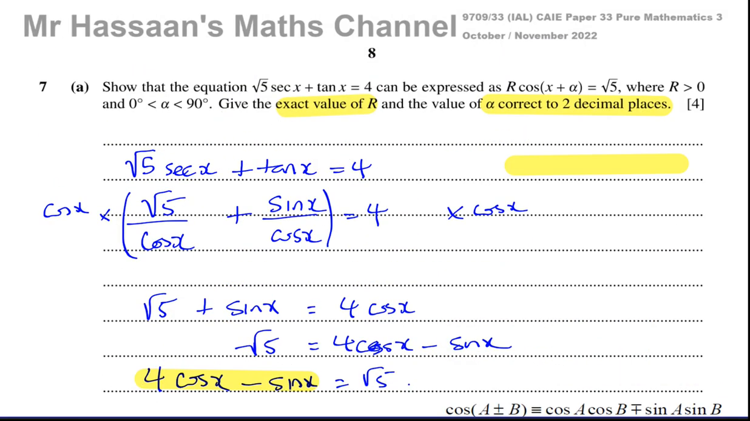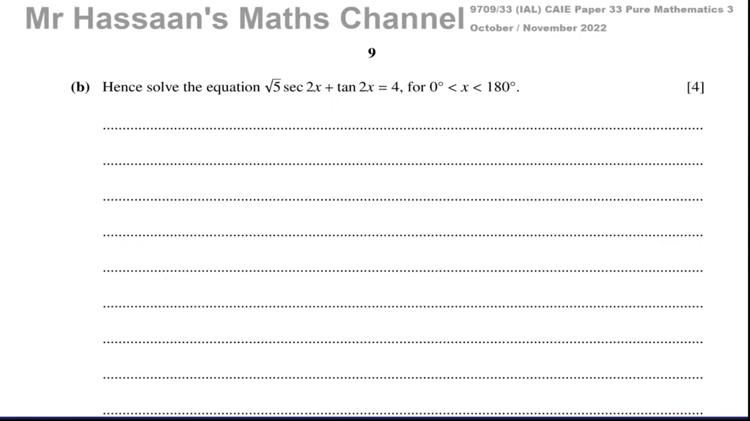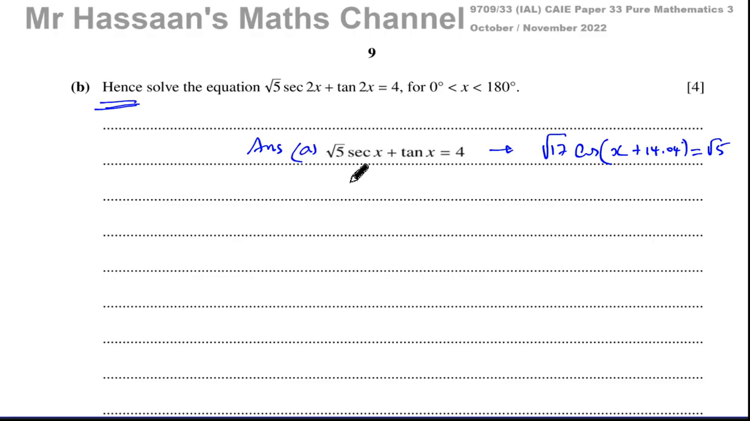Right, now for part B, I think we use the answers that we've got to do something else. So it says, hence, solve the equation root 5 secant 2x plus tan 2x equals 4 for x between 0 and 180 degrees. The word hence means use the previous answer. So we go back to the previous answer, which is the answer to part A, and we're going to use that to solve this equation.